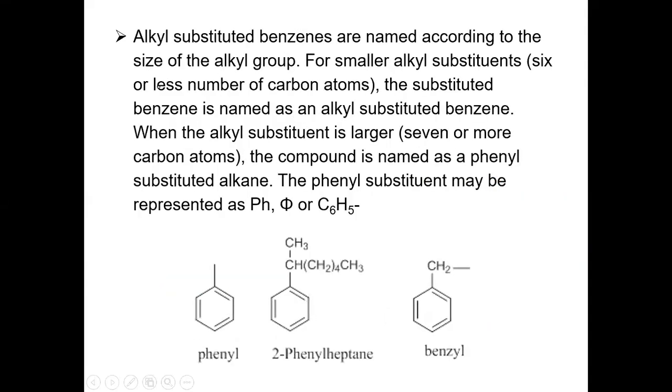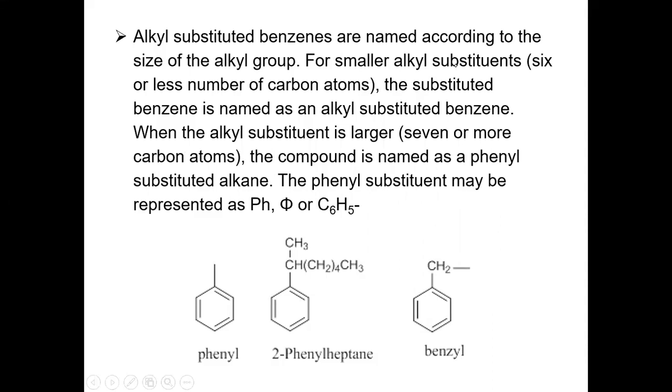Now, the next one is alkyl substituted. So for the alkyl substituted, we have this rule that the benzene ring has 6 carbon atoms, right? Now, if the alkyl group substituted has a chain length that's an unbranched chain, or a straight chain, which is 6 or less, then we will name it as a substituent on the benzene ring. But then if it's 7 or more, it becomes the parent and the benzene ring becomes the substituent.